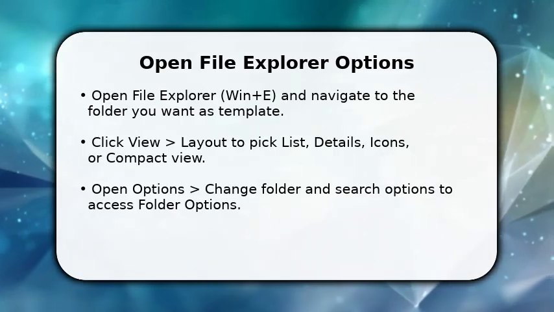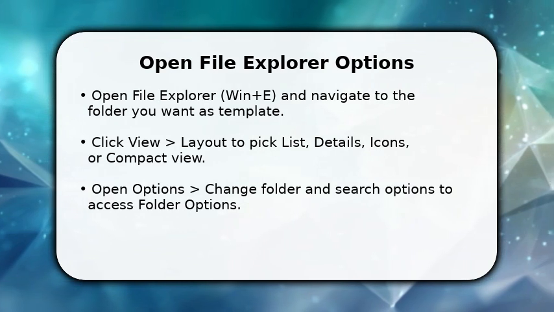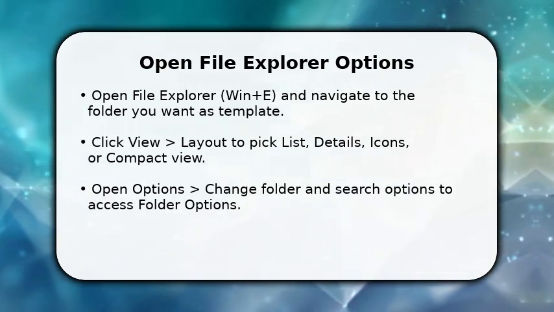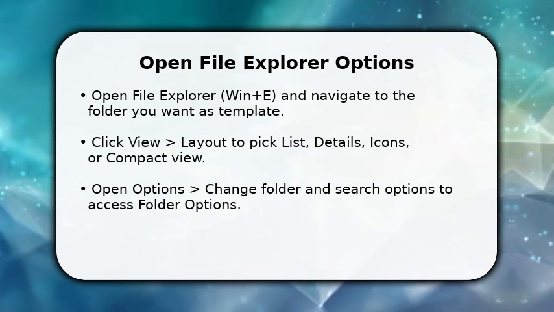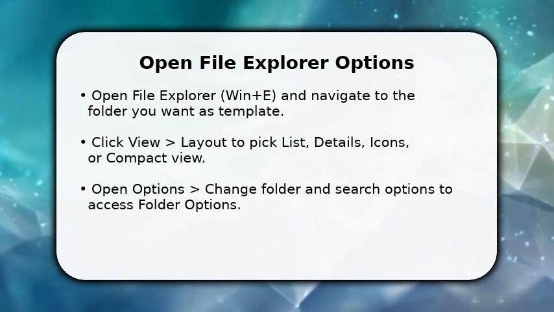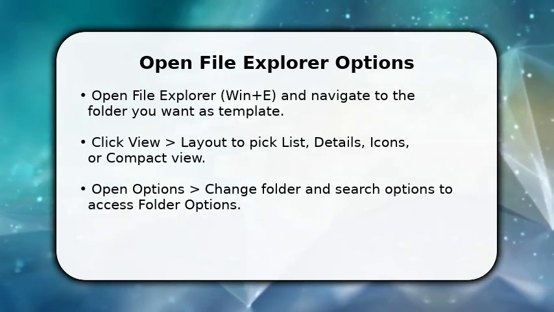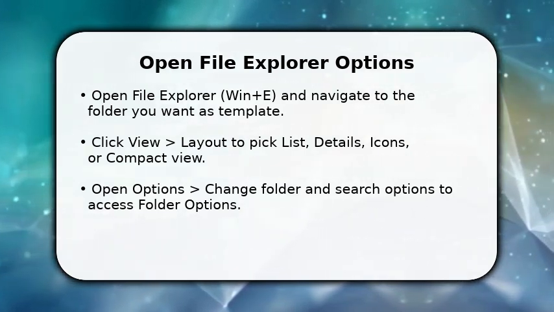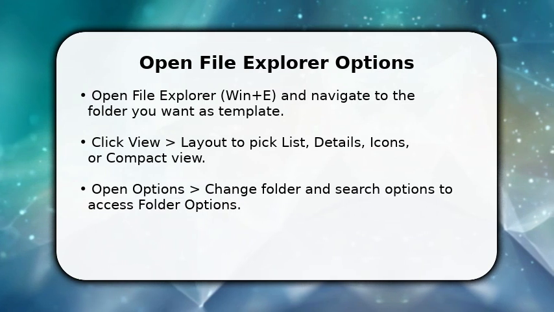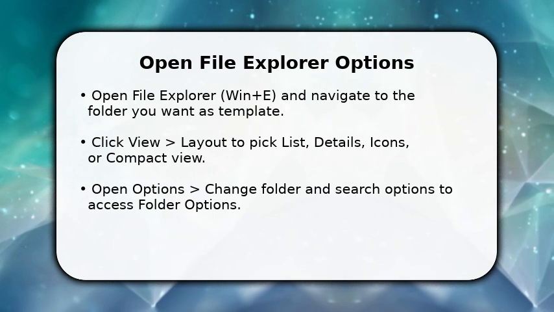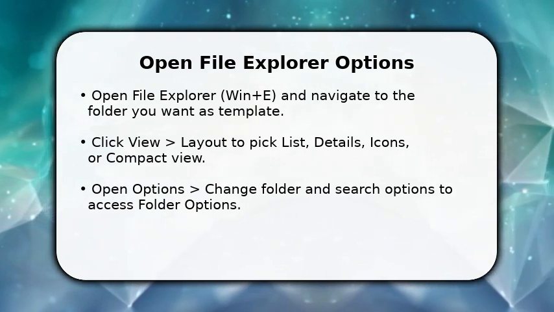You'll start inside File Explorer. Open it now with Win+E and go to a representative folder. Once you're there, choose a layout under View. Details or Icons are common choices. Then click Options on the right and open Change folder and search options so you can set this view as the default. Make sure to pick a folder that uses the template you want to replicate across similar folders before moving to the next step.